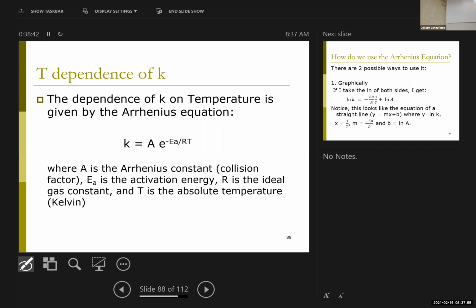This is very common, not even just in chemistry. It applies to other things like glue drying, right? Anytime there's an activated process with a barrier, there is some version of the Arrhenius equation. So, you know, they may change the variables on you, but you'll see some version of this in physics and biology. There's all kinds of processes which obey an Arrhenius type relationship.